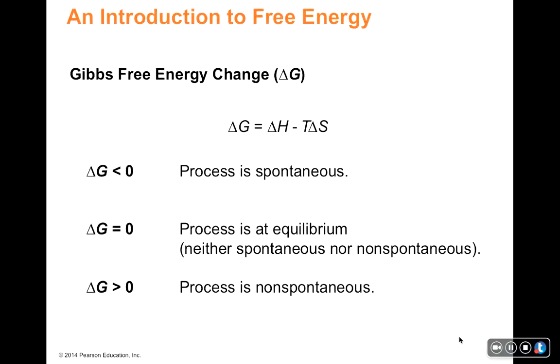An application of this is when you figure out an answer for Gibbs free energy change, you can look at the sign on delta G to answer questions as to whether that reaction is spontaneous or not. If delta G has a negative sign, then that process or reaction is spontaneous. If delta G is 0, the process is at equilibrium. If the delta G is a positive value, then that process or reaction is non-spontaneous.